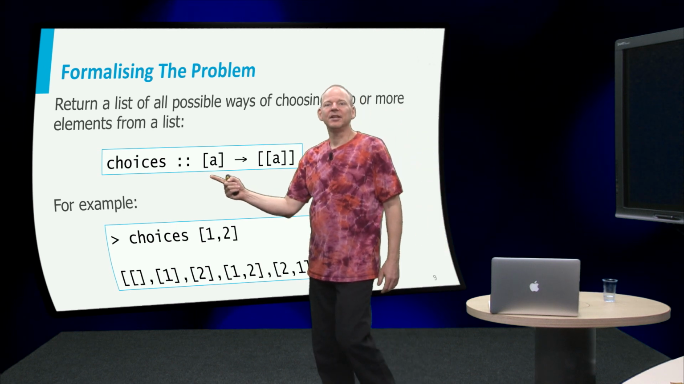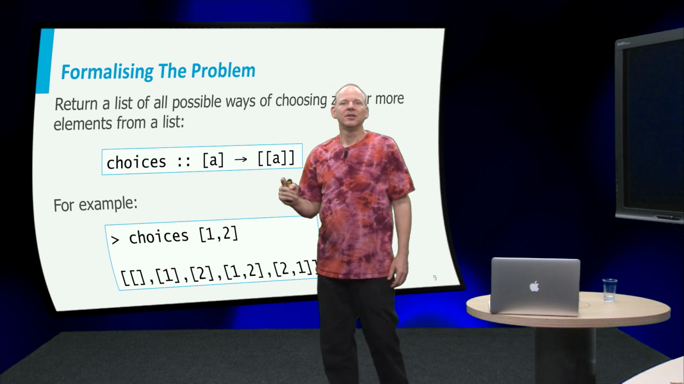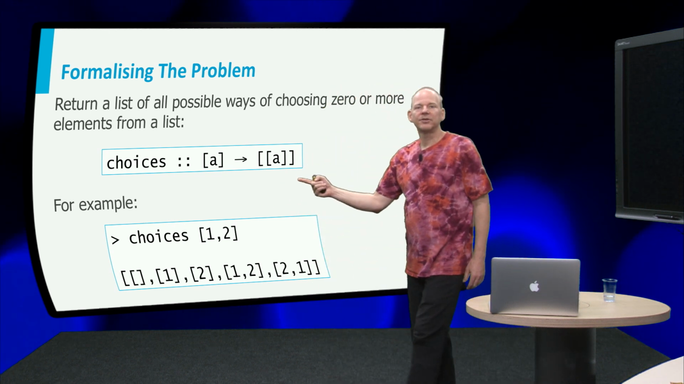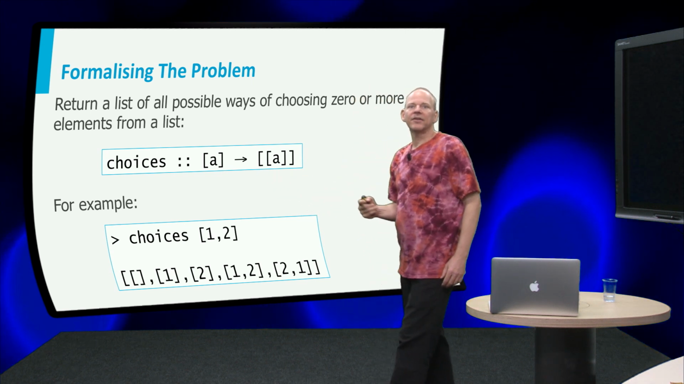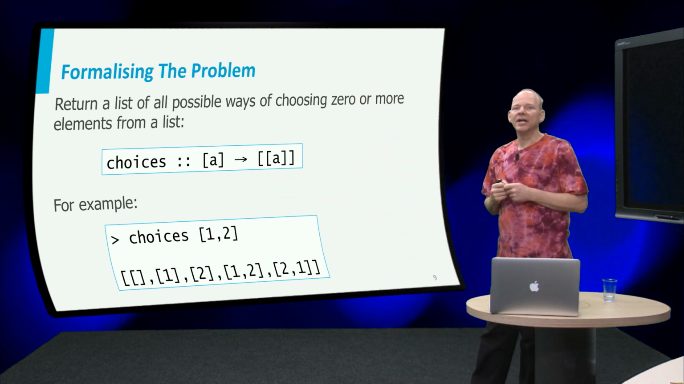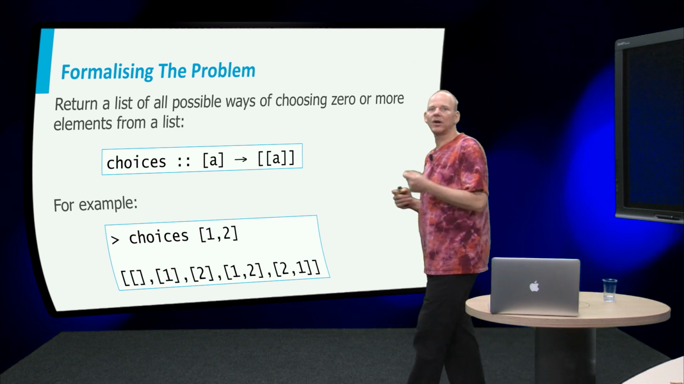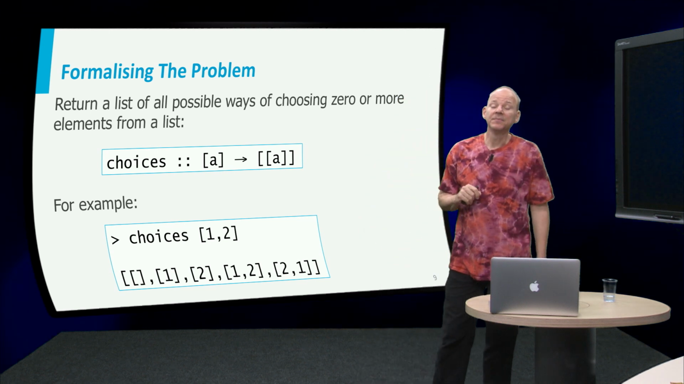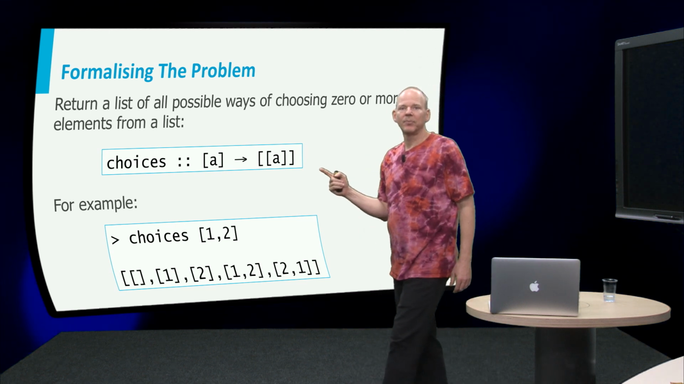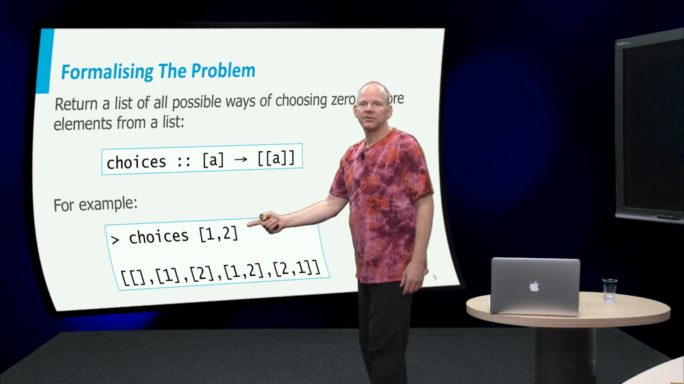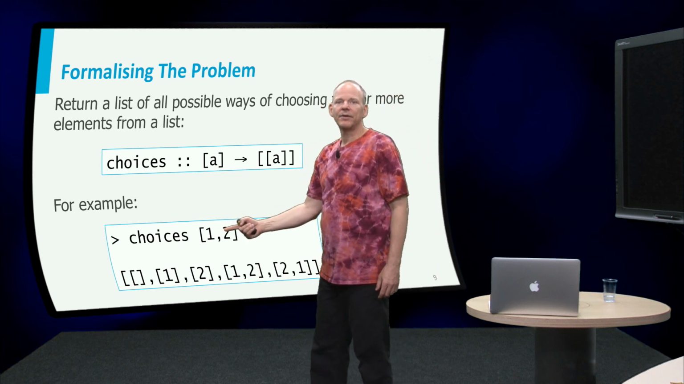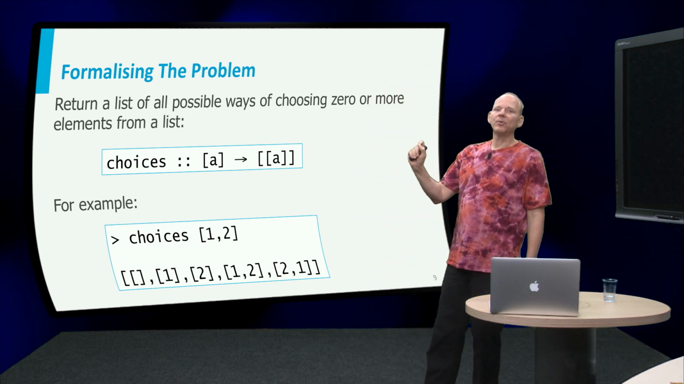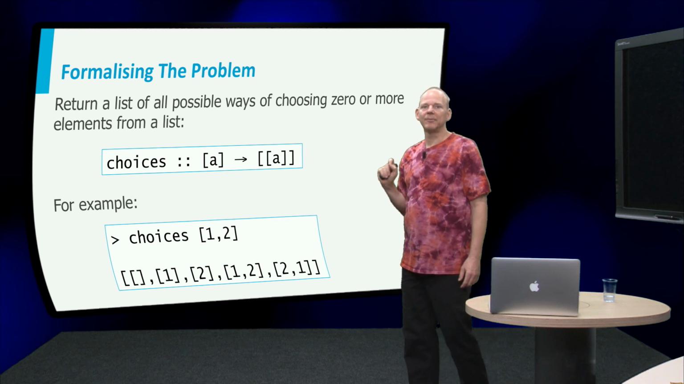So the first function that we're going to use is choices. Choices takes a list of values of type A and returns a list of lists that gives you all possible ways of choosing 0 or more elements from this input list. Okay? It's not as complicated as it sounds. Let's look at a concrete example. If I want to have all the choices of the list 1, 2, these are all the possible ways of choosing 0 or more elements from that list.